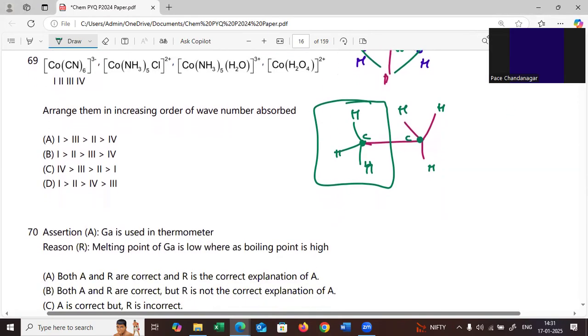Next, 69. All these are ligands given, and the increasing order of wave number is being observed here.